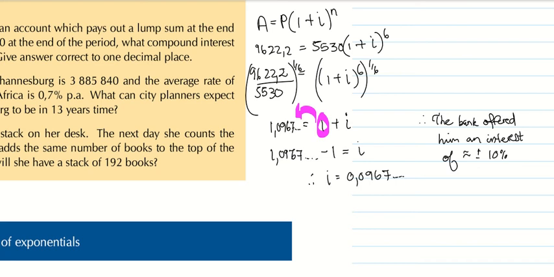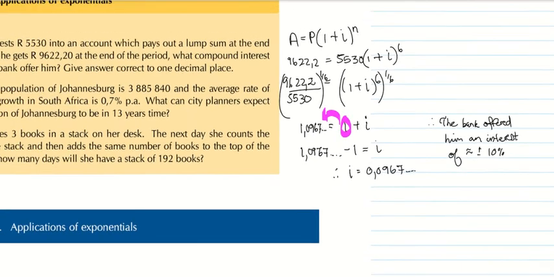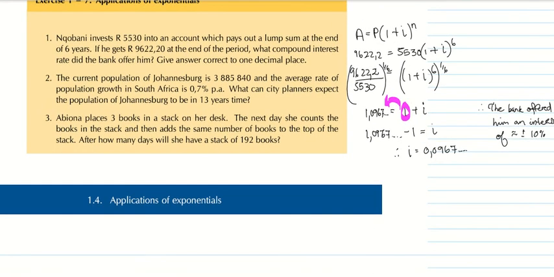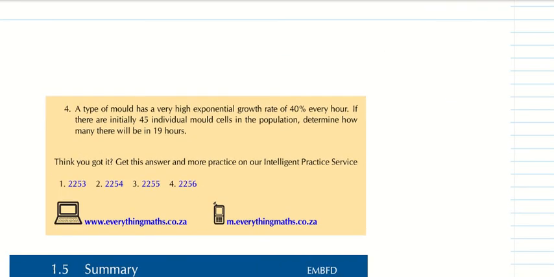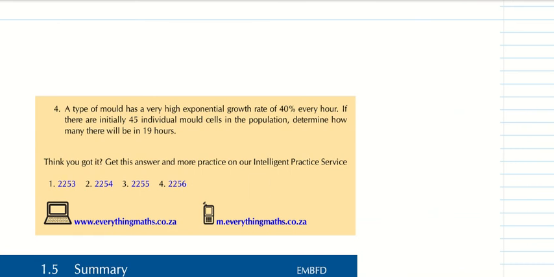Okay, so you can go check your answer by means of substitution. I'm not going to do number 2, so now you can do number 2 on your own. All right, and then number 3 you can do as well on your own time, and then we can look at number 4 quickly. A type of mold has a very high exponential growth rate of 40% every hour.